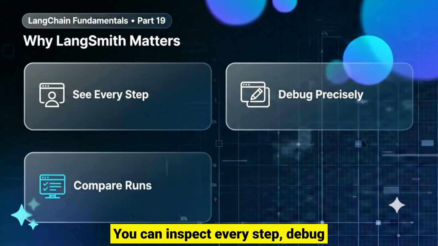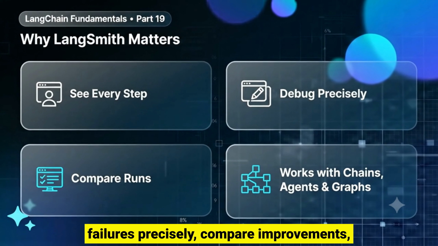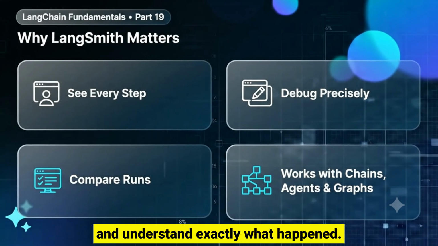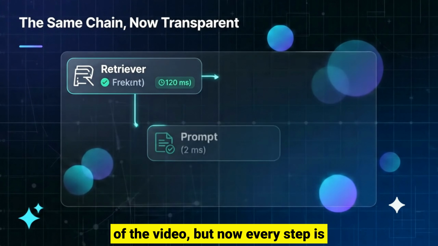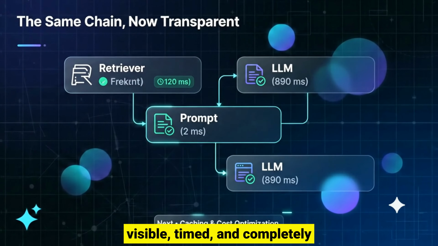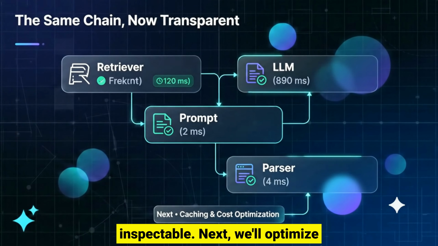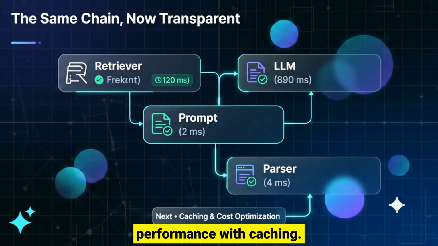You can inspect every step, debug failures precisely, compare improvements, and understand exactly what happened. This is the same chain from the beginning of the video, but now every step is visible, timed, and completely inspectable. Next, we'll optimize performance with caching.